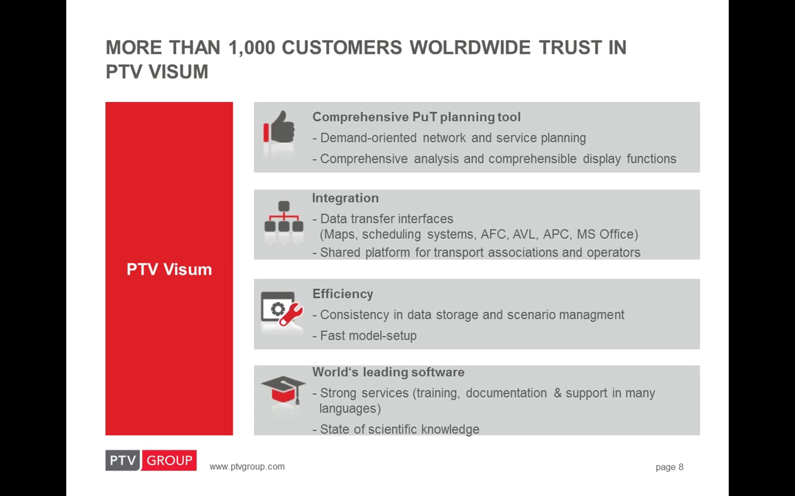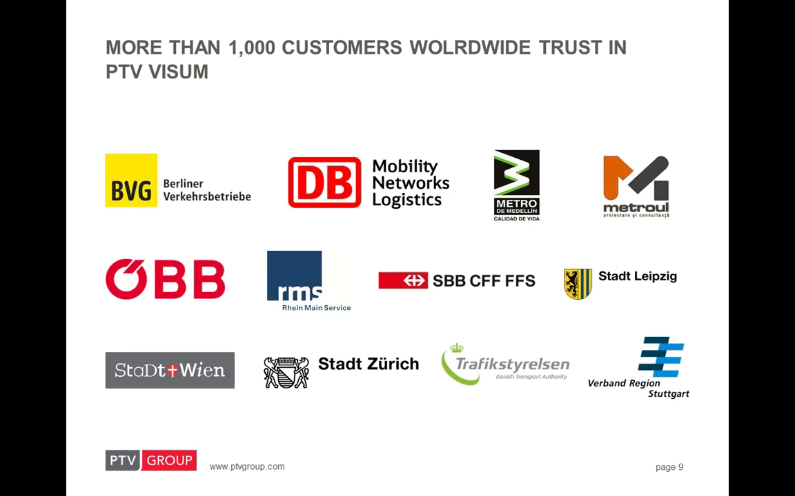Finally, we offer you strong services, so that means we have training, documentation, and support in many different languages. We have support centers on many continents, so in Asia Pacific, in China, in Europe, but also in Spanish language, for example, in Latin America. This slide gives you an overview now about our customers. Large customers are, for example, the Deutsche Bahn, German Railway, but also Metro de Medellin or other railway and public transport operators, as well as cities such as Vienna or Zurich.